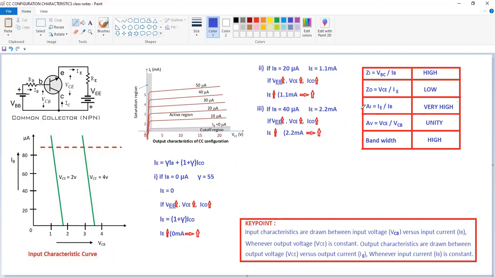And the current gain is the ratio of output current to the input current, that means IC by IB. Here IB is in microamps, so this total value will become very high. And voltage gain, that is output voltage to the input voltage, is unity, whereas bandwidth is high.